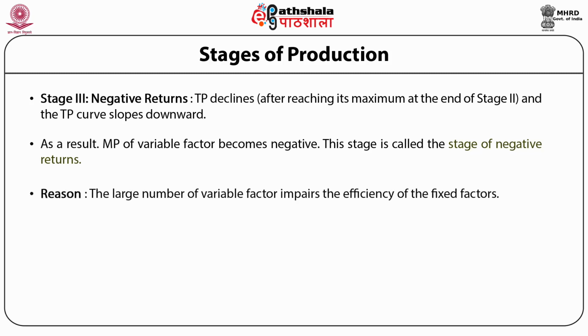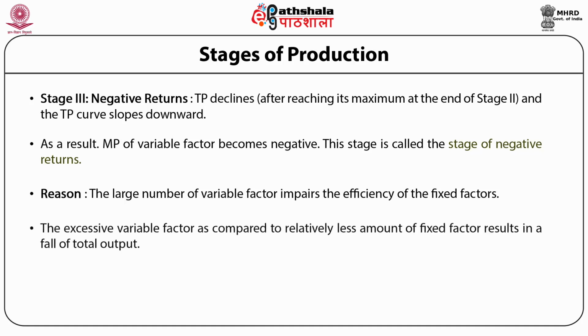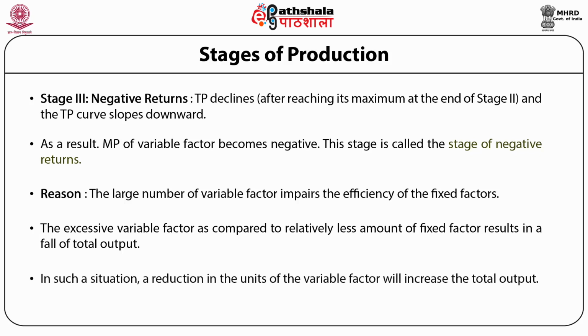The reason behind this is that a large number of the variable factor impairs the efficiency of the fixed factors. The excessive variable factor as compared to the relatively small amount of fixed factor results in a fall of total output. In such a situation, a reduction in the units of the variable factor will increase the total output.